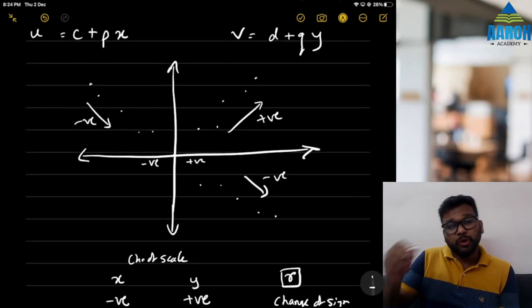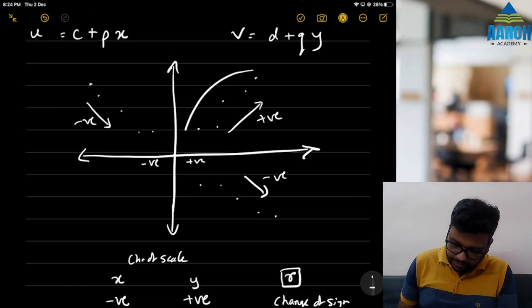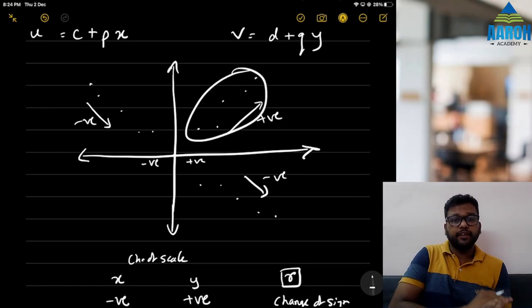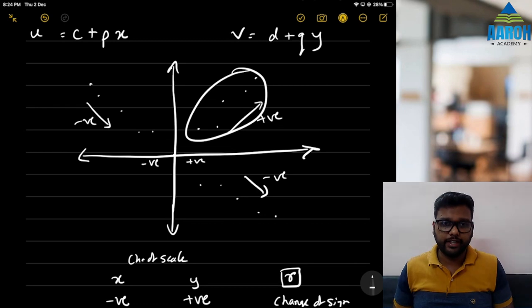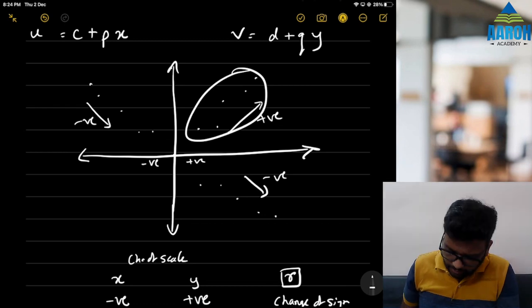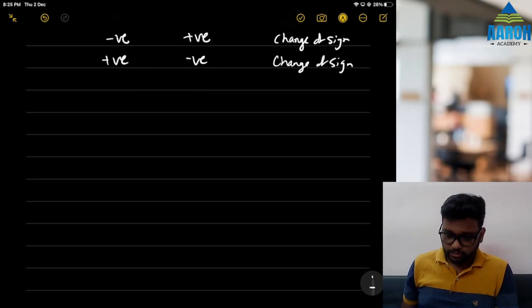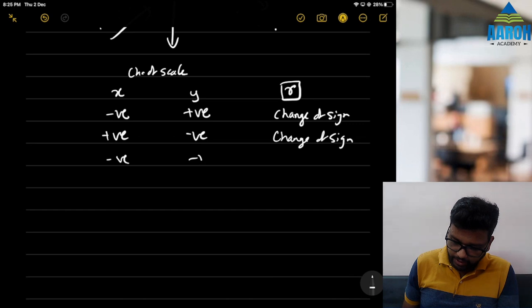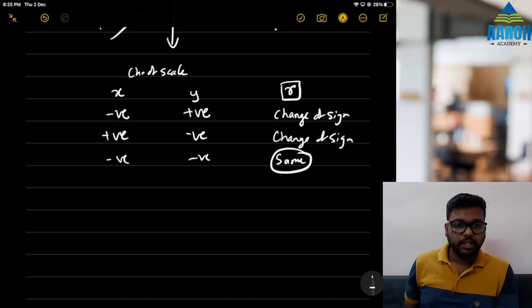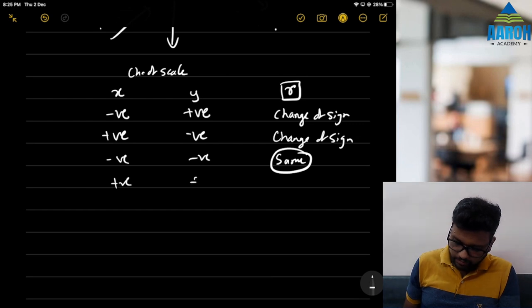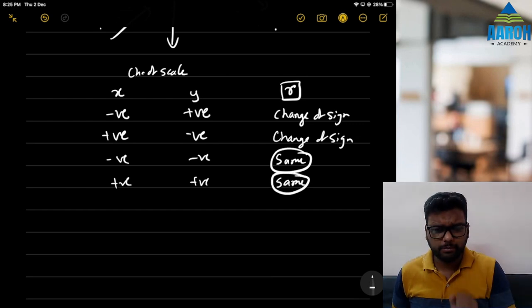But if both become negative, then this shape will be just reflected in the third quadrant, like this. So r is still going to be positive only. If both become negative, r will remain the same. And obviously if both are positive, then also r will remain the same. We'll take an example on this.